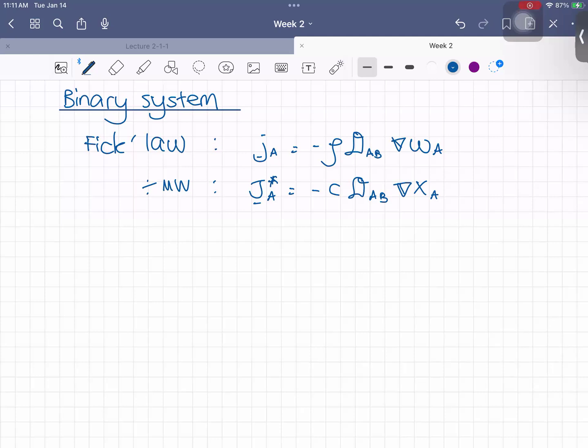Is it diffusivity or diffusion coefficient? Like A diffusing in B, for example.